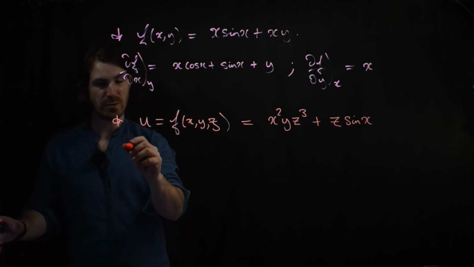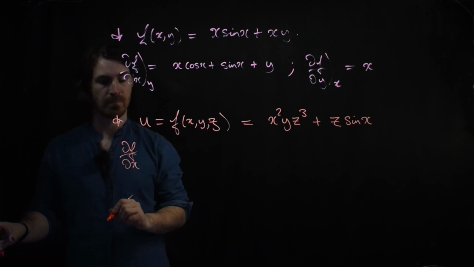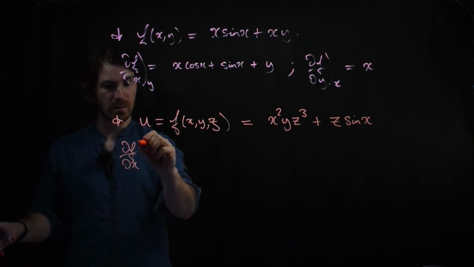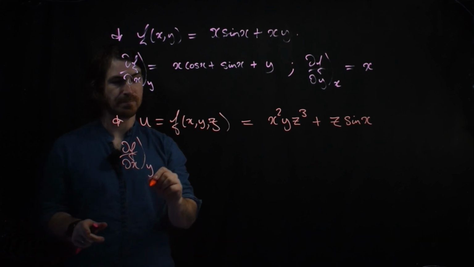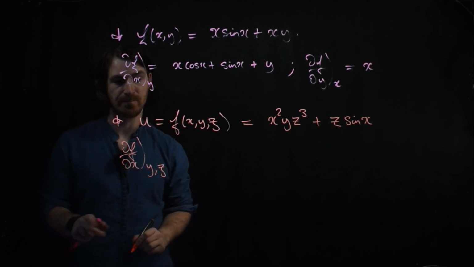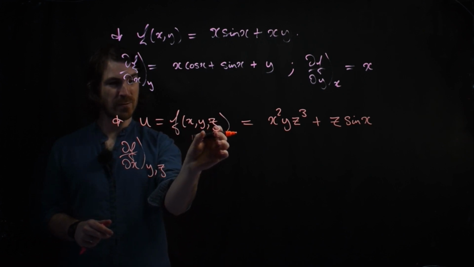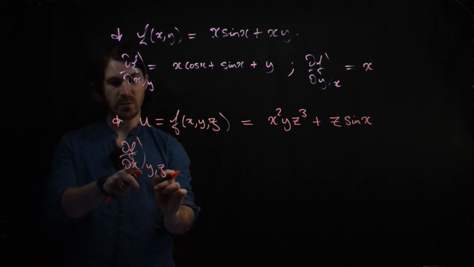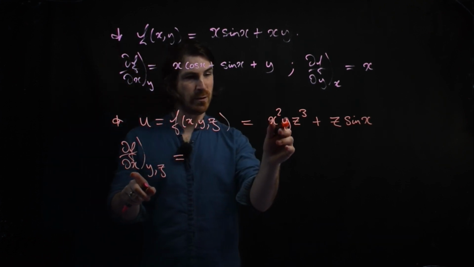Okay, so here we can do df by dx, the partial derivative of f with respect to x, means we hold y constant, but we also hold z constant. Okay, so there's three variables now. We have to hold y constant and z constant. So we only vary x. Okay, so we hold y and z constant.